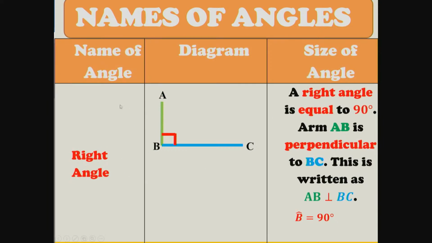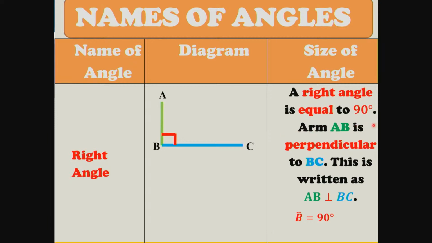Right. Now, what is the name of that angle which is equivalent to 90 degrees? That angle is referred to as a right angle. A right angle is equal to exactly 90 degrees. Remember, previously we talked about the acute angle, and we said an acute angle is between 0 and 90 degrees. So the angle that is exactly equal to 90 degrees, we refer to as the right angle. So a right angle is equal to 90 degrees.